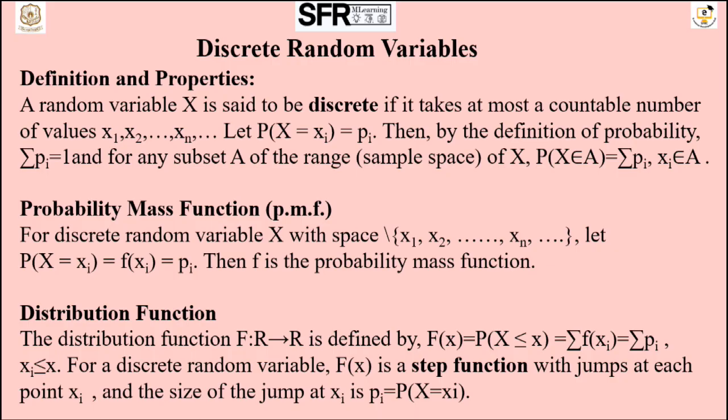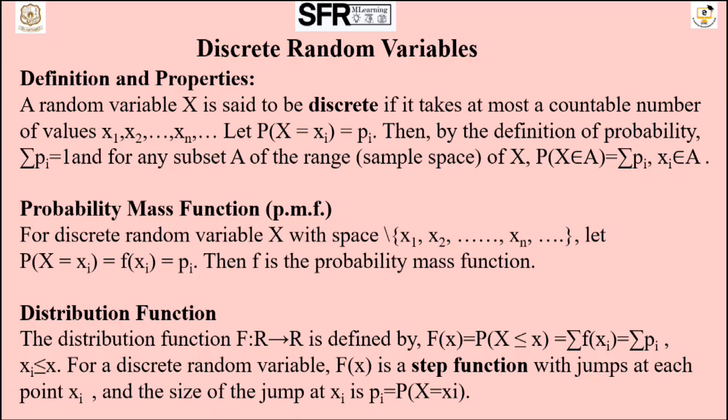When we get the outcome, summation Pi is 1; if I am not getting the outcome, summation Pi is 0. For any subset A of a range space, that is a sample space, the probability is the summation of Pi over Xi belonging to A. When we define the discrete random variable, we must know about the probability mass function. For a discrete random variable X with values x1, x2 and so on xm, let P of X equal to Xi be defined by Pi, then f is called the probability mass function.